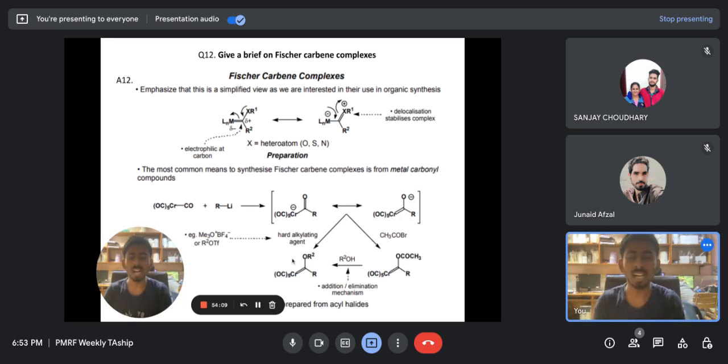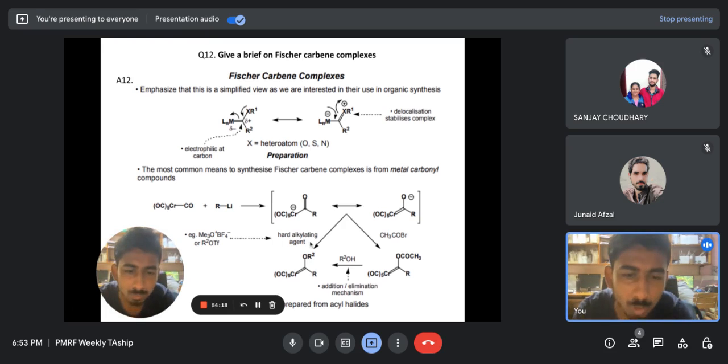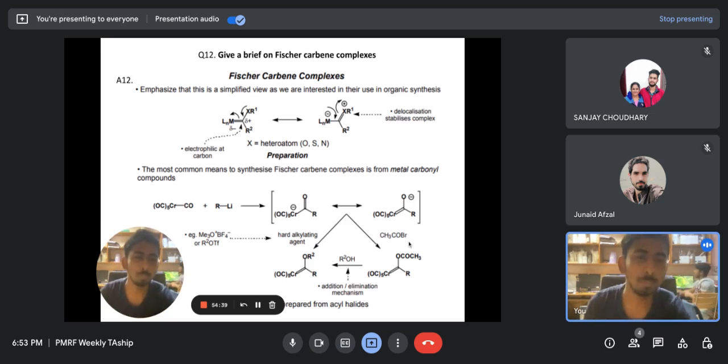Now, if we put a hard alkylating agent, that is R3OBF4 or trimethyloxonium tetrafluoroborate, what happens? This oxygen will be alkylated. So we have this product (CO)5Cr double bond C(OR)R. This is the Fischer carbene complex we are talking about. If we are treating this compound with an acyl bromide, CH3COBr, this O minus will attack this carbon with concomitant release of the bromide ion. So it will have this ester moiety, OCOCH3.